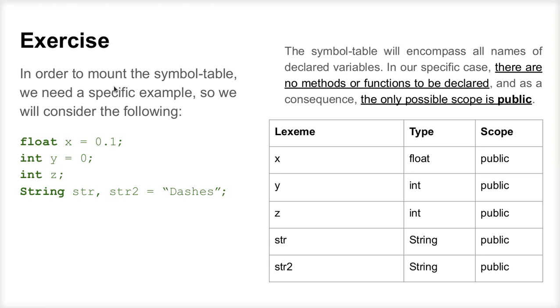In order to mount the symbol table, we need a specific example, so we'll consider this declaration of variables with their initializations. And the symbol table will encompass all names of declared variables. In our specific case, there are no methods or functions to be declared, and as a consequence, the only possible scope is public. So the scope of all the variables is public. Their types are here: float, int, string, string, and for each lexeme x, y, z, str, and str2, we see the lexemes, types, and their scopes that are all public.